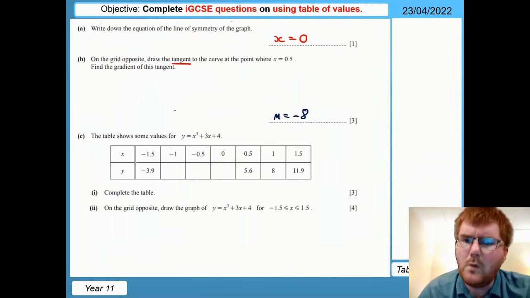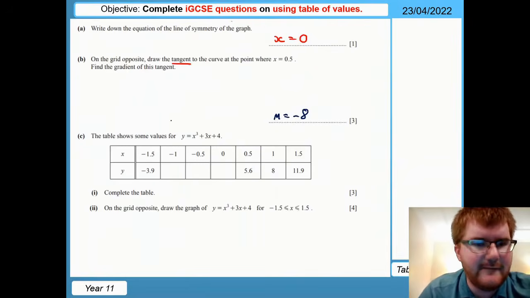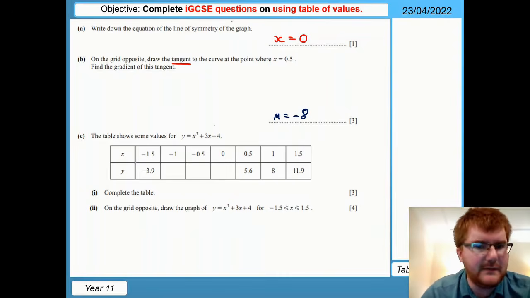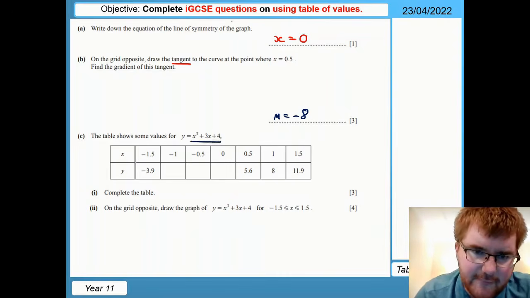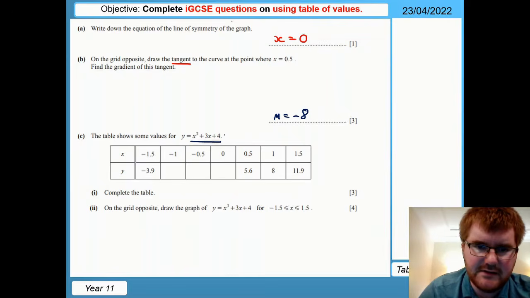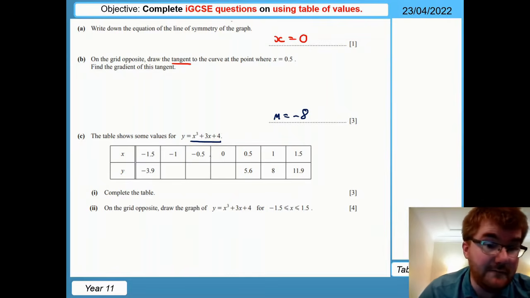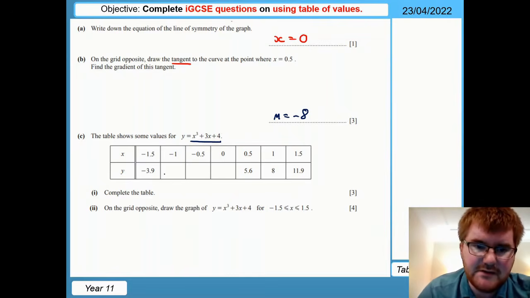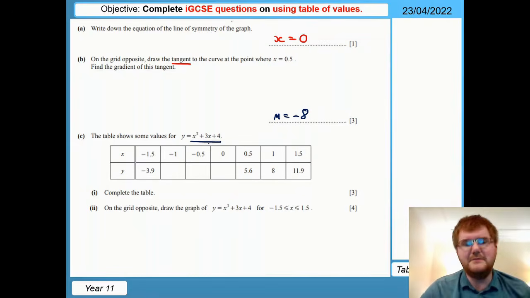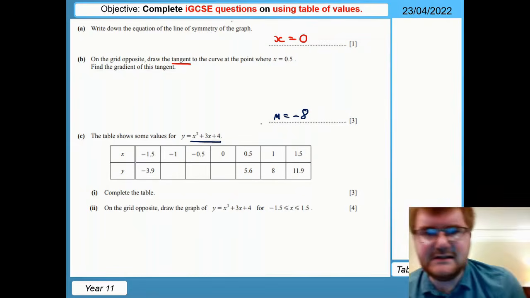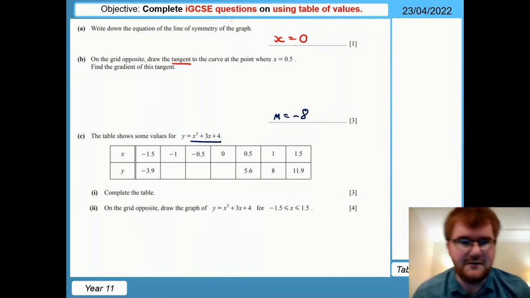So once we've done that, then we've got another table of values question, and this is a bit more complicated. We've got a more complicated cubic function here. It's x cubed plus 3x plus 4, and we need to work out more of the gaps here. So the first thing we need to do is complete the table. Now I'm actually going to use the calculator this time to work out each of these numbers.